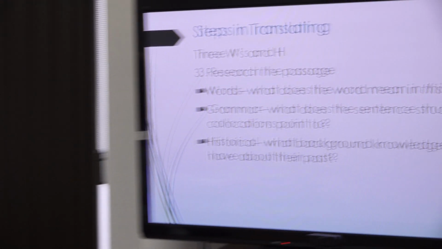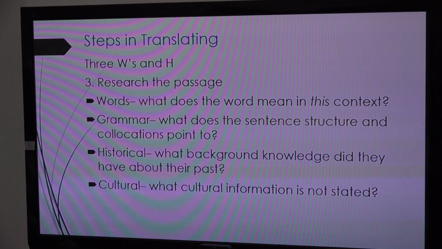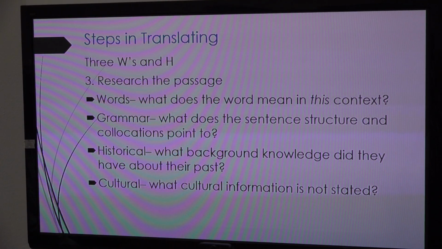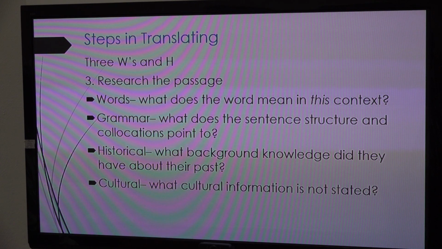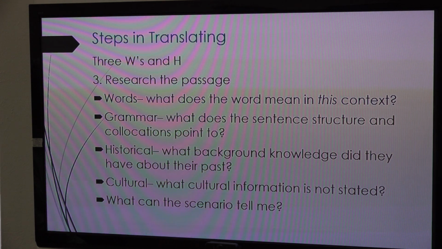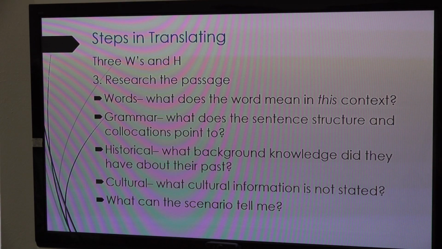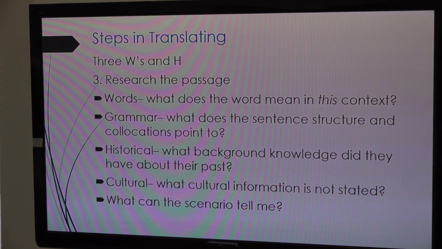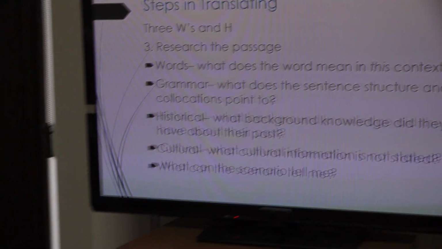Historical background. What do they know about their past that we don't know? Cultural. Well, cultural information is not being stated or being explicit. What can the scenario tell me? What is the overall setting? And trying to step back away from the text, as if you are in a helicopter looking down onto the scene, and you try to tell yourself what's going on here, and how can what I see going on help me to understand parts of the text that may not be clear.